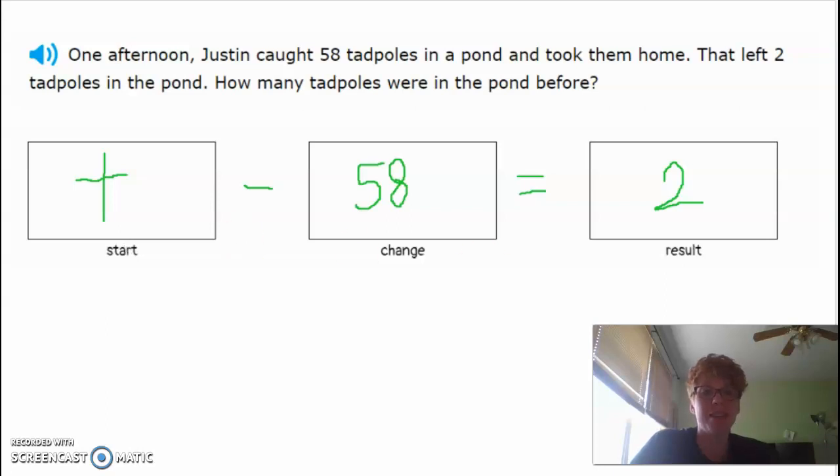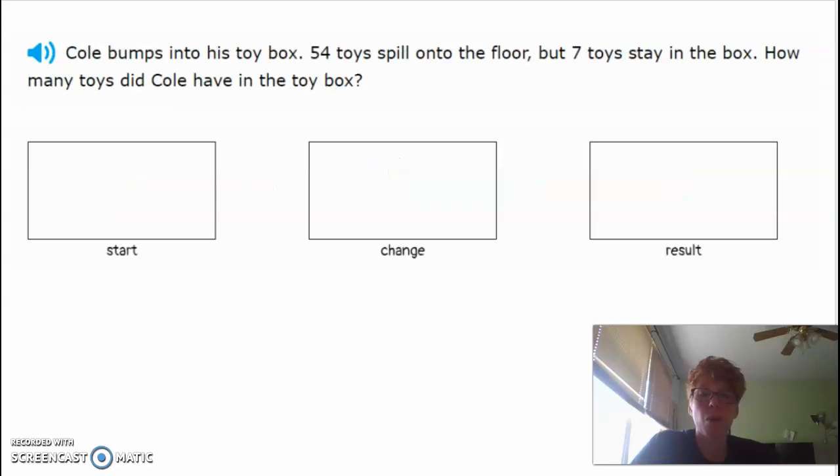That's what we're doing. We're creating math sentences. Let's do one last one together. In this word problem, Cole bumps into his toy box. 54 toys spill on the floor, but 7 toys stay in the box. How many toys did Cole have in the toy box? Well, start, change, result. How many toys did we start with? Do we know? No, we don't. So I'm going to put T for toys.